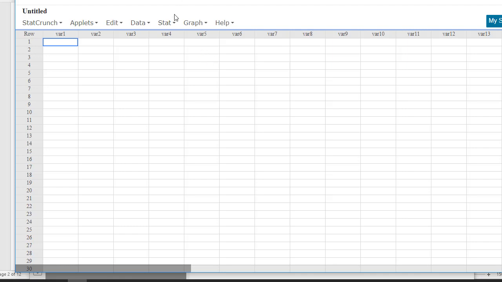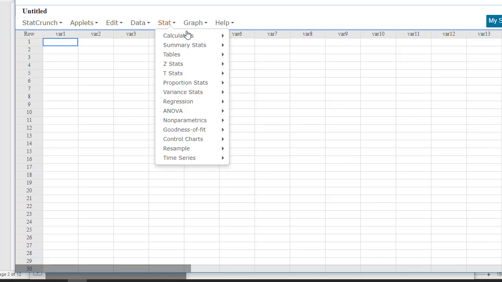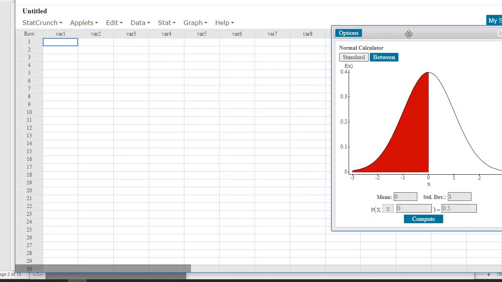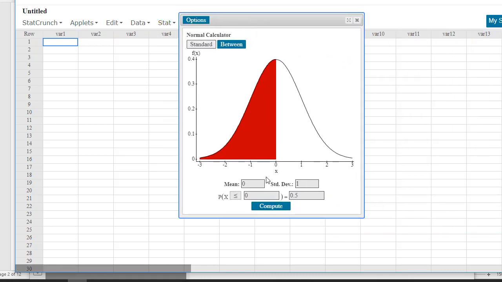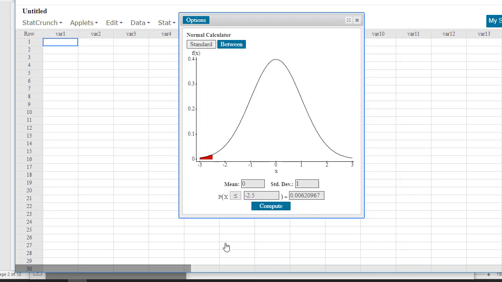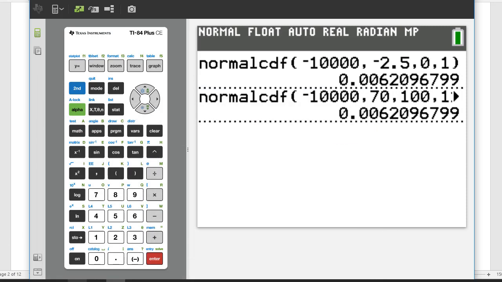If I'm using a tool like StatCrunch, I'm going to pull up Stat, I'm going to go to Calculator and go down to the normal calculator. Now, like we talked about in the prior video, if I'm doing z-scores, I'm typing in a mean of 0, standard deviation of 1. I'm doing less than, and that was negative 2.5. Is that what that was? Yes, negative 2.5 was my z-score there.